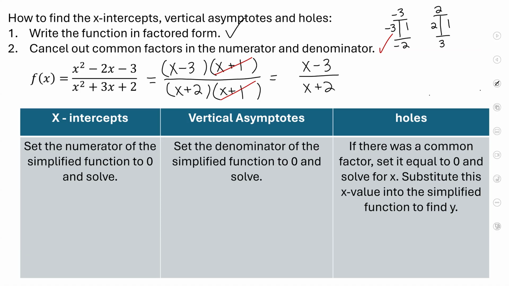Now, we're going to go ahead and find the x-intercept, the vertical asymptotes, and the holes using these instructions. First, let's find the x-intercept. It says set the numerator of the simplified function to 0 and solve. This is the numerator. I'm going to set that equal to 0 and solve. When I solve, Quinn, what do I get? X equals 3. Perfect. So write it as an x-intercept. And that's your x-intercept.